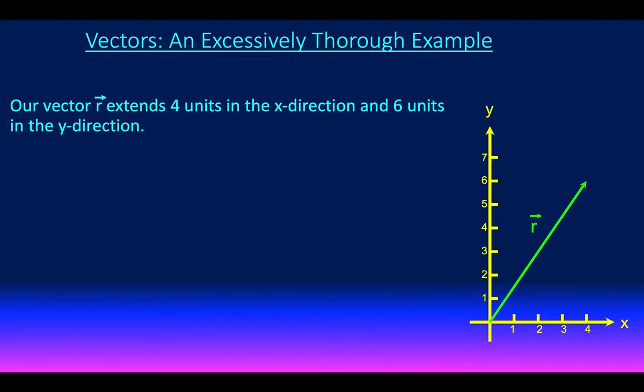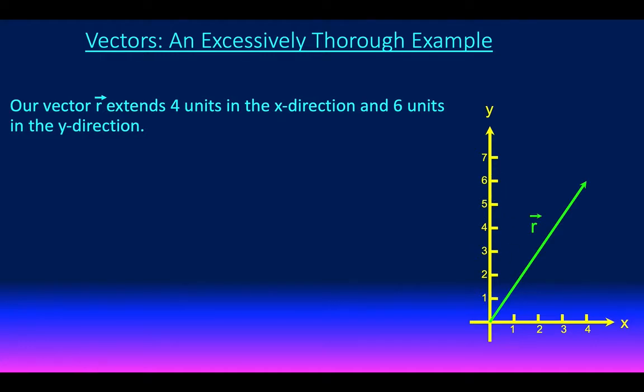Another way of specifying this vector's direction that is probably better for what we're doing is we could say vector r is pointing in the positive x direction and pointing in the positive y direction. The positive x direction because overall vector r is oriented to the right, and simultaneously positive y direction because overall vector r is pointed towards the positive y direction, oriented upward.